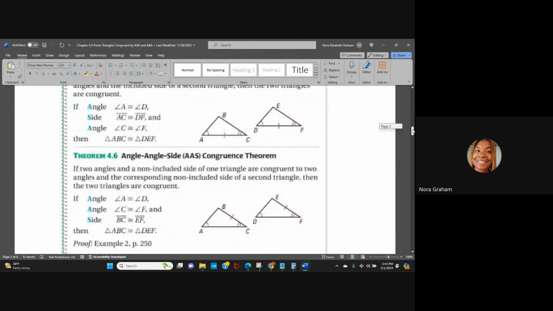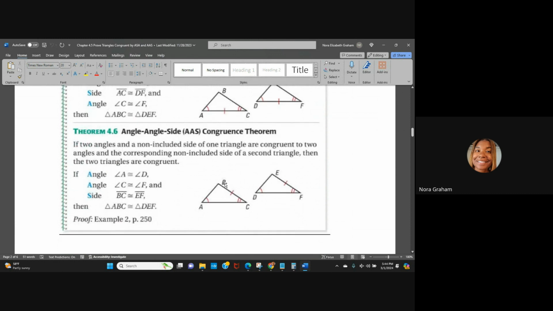And then for angle, angle, side, we can say the same thing, except our two angles right here, angle, angle, side. Just make sure your angles are one after another. They're not corresponding. They are one after another, right? So it goes angle, angle, side.